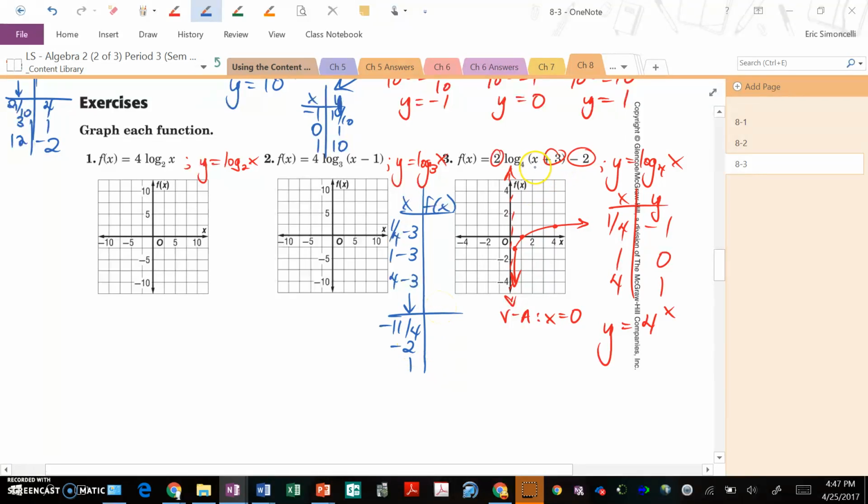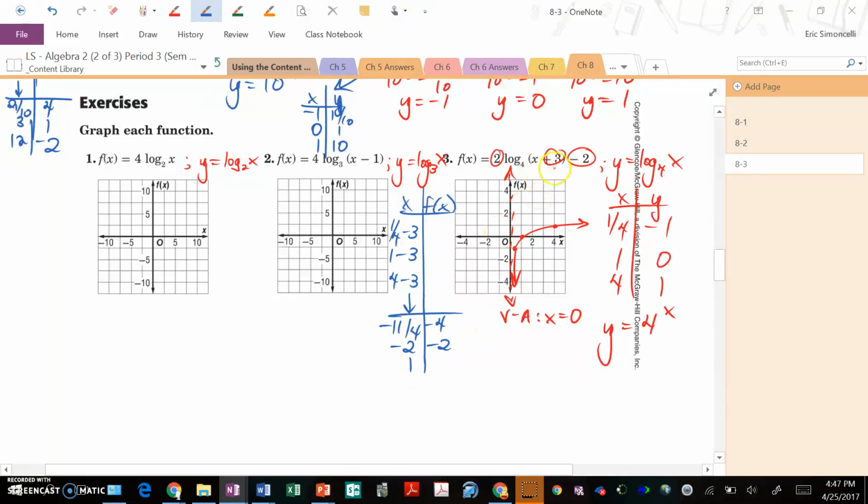If I plug in negative 11/4, negative 11/4 plus 3, which is 12/4, that's 1/4. Log base 4 of a fourth is negative 1. Times 2 is negative 2, minus 2 is negative 4. Plug in negative 2. Negative 2 plus 3, that's 1. Log base 4 of 1 is 0. Times anything is 0, minus 2, minus 2.